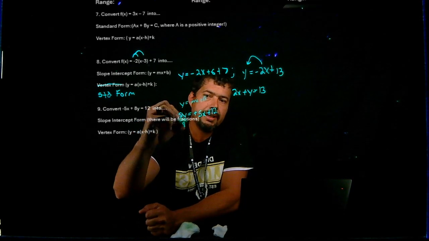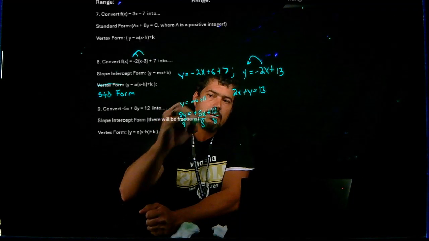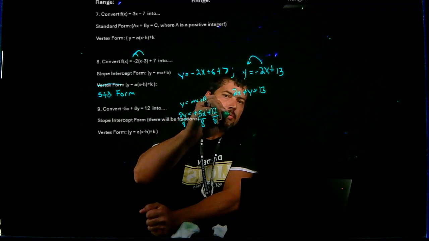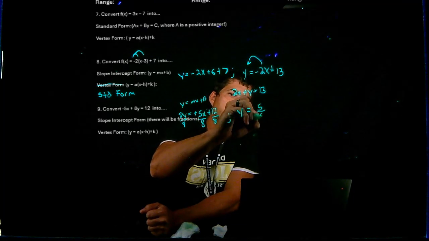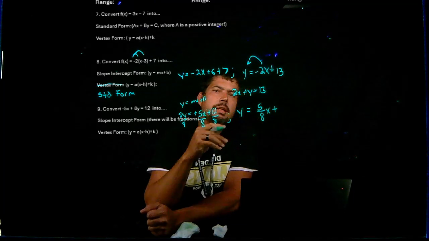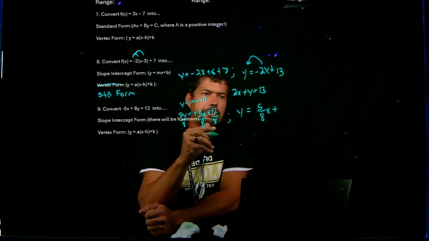So we're just going to divide that 8 out. And we're not going to go to a calculator and push decimals. There's no point in that. We have 5/8 of x plus 12 and 8 are both divisible by 4, 3/2.